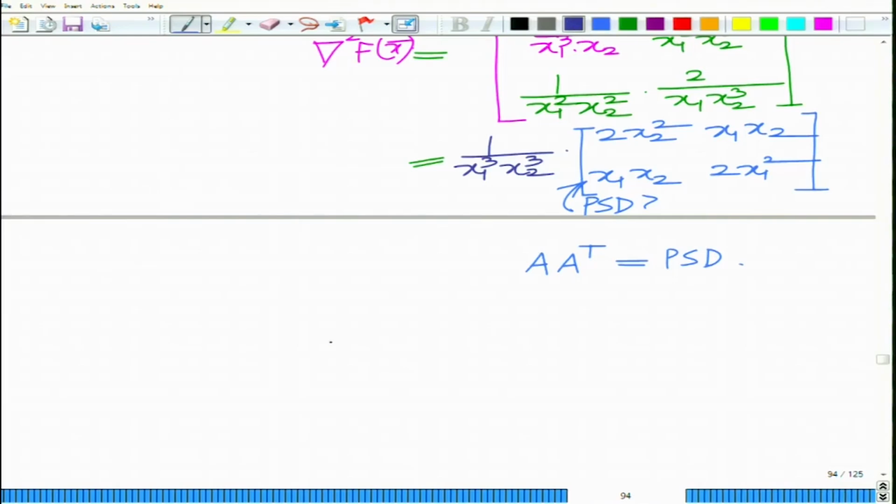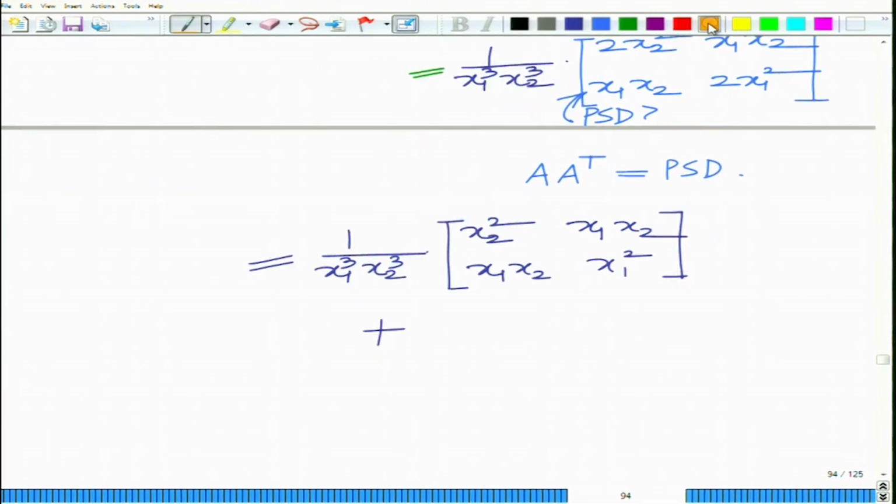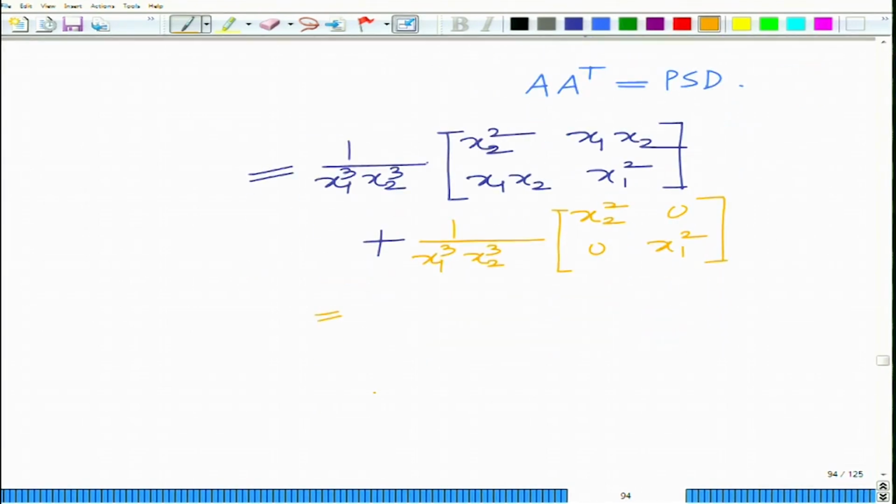Okay. And you can clearly see it is not very difficult. You can first write this as 1 over x1 cube x2 cube times the matrix with entries x2 square, x1 x2, x1 x2, x1 square, plus 1 over x1 cube x2 cube times the matrix with entries x2 square, 0, 0, x1 square. And now I can decompose this into factors.